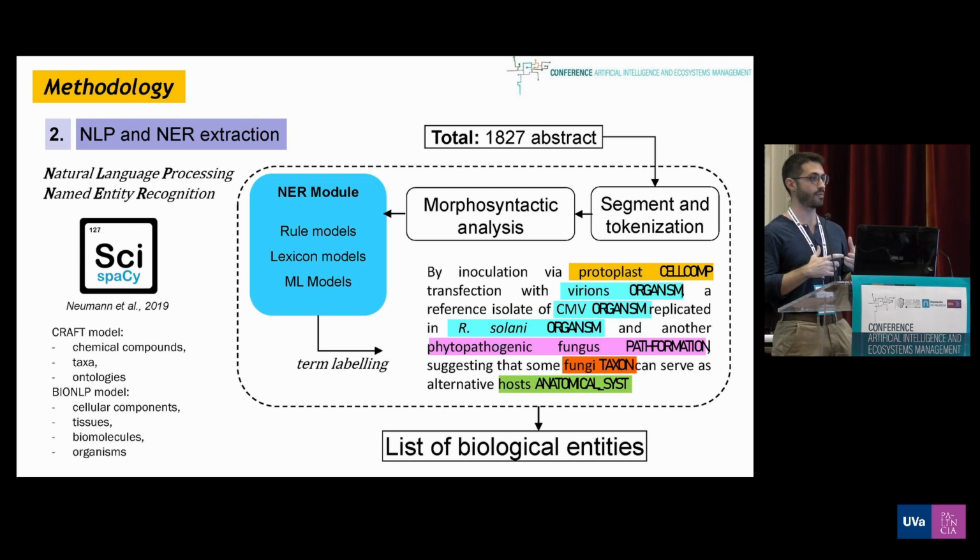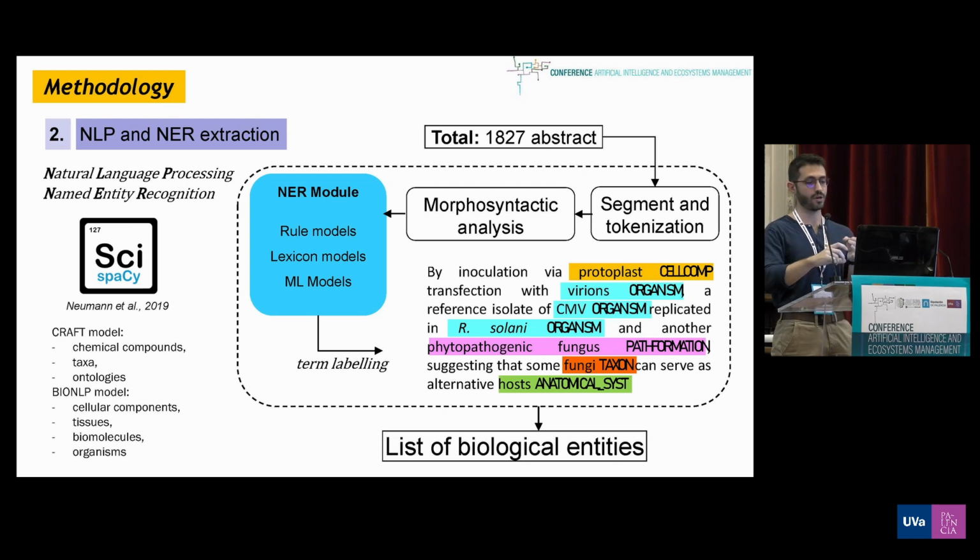So that's why we need machine learning models, these named entity recognition models that can generalize and can catch these small details instead of using just a dictionary of terms. And with these named entity recognition modules, we end up with a list of biological entities, as you can see here in the highlighted paragraph.